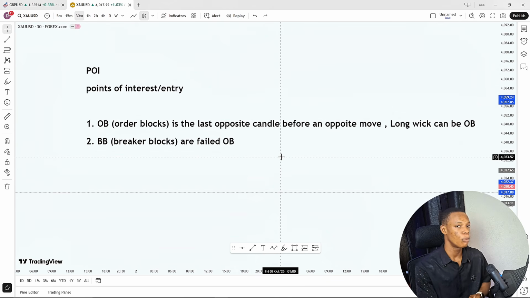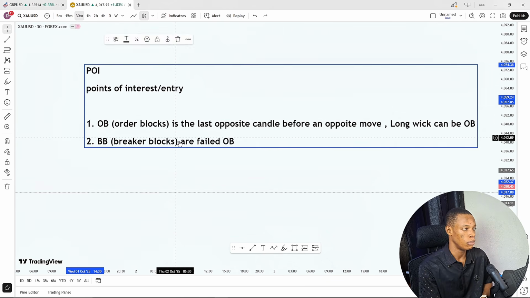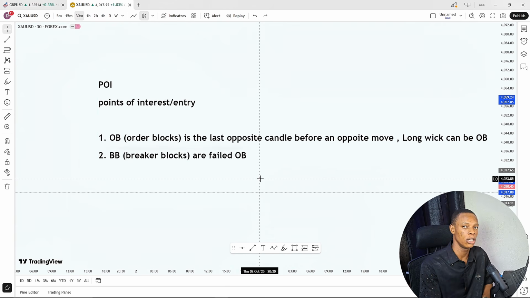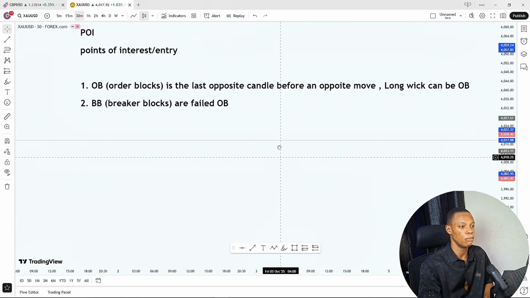Then the second POI I use is the breaker block. I believe you heard me mentioning breaker block. Now, breaker blocks are failed order blocks. Just the same way your support fails and turns into resistance, or your demand fails and turns into supply, that is the same way an order block can still fail. Once they fail, automatically they are now breaker blocks.